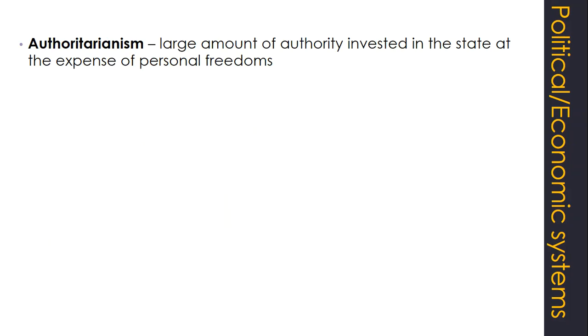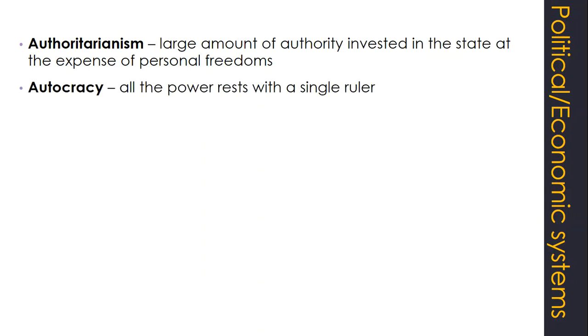I just want to take a minute to go over some political and economic systems, some terms. These are really relevant for any of the regions that we cover, but I use these words a lot, and I want to make sure that we all know what they mean. So the first one is authoritarianism, and this is where a large amount of authority is invested in the state at the expense of personal freedom. So this definitely applied under the USSR.